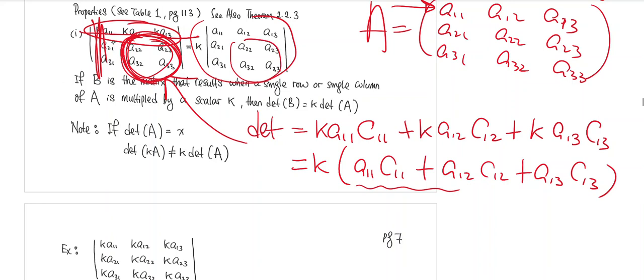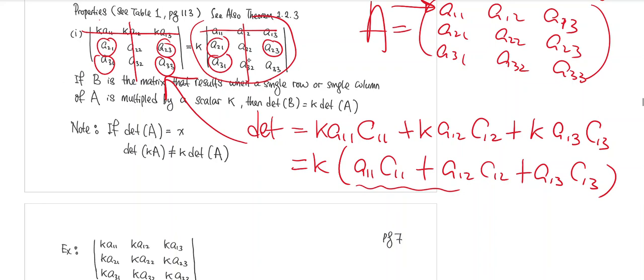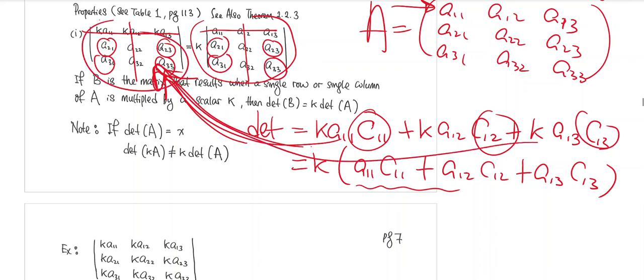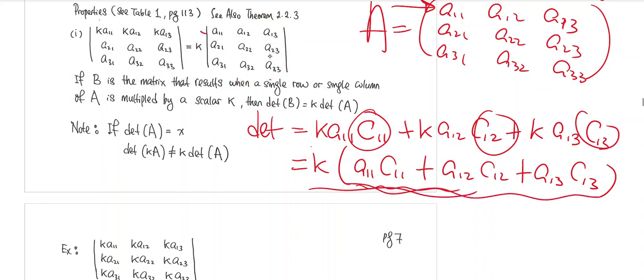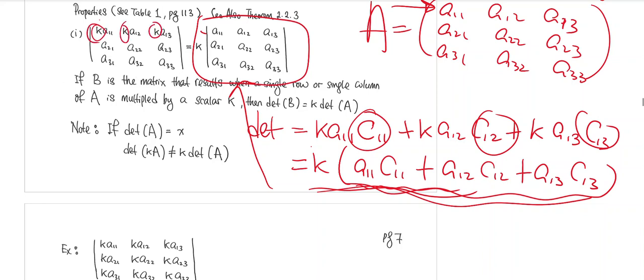So you have the C12, which is coming from here, and that C12 is the same as the C12 that you get from here. All right, so this C11, C12, and C13 from this matrix are the same as the ones that you have from here. So this part here is the same as that. So this shows that if you have a row or a column of K multiplied with that, you can factor out the K. All right, so that's that.